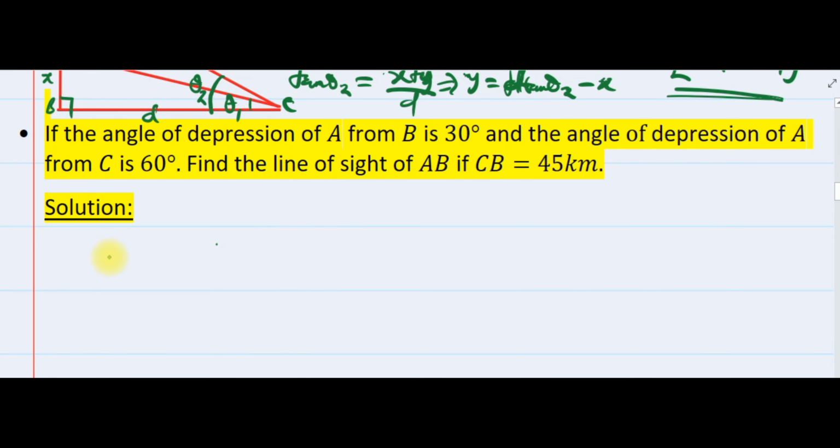The next question we are asked: if the angle of depression of A from B is 30 and the angle of depression of A from C is 60, we are asked to find the line of sight of A, that is line of sight AB, if CB is that. So we draw the diagram.